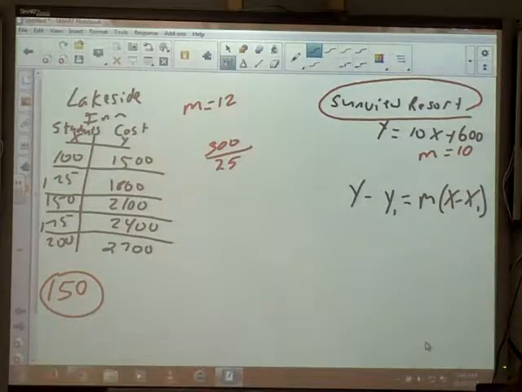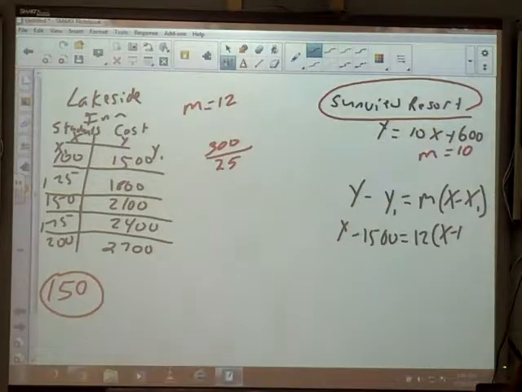The m we already know. We're going to put a 12 in its spot. The y is going to stay a y. The x is going to stay an x. I just get to pick my favorite point over here and plug it in for the y1 and the x1. I always use the smallest one, so I'm going to plug 100 in for x1 and 1500 in for y1. So I'm going to say y minus 1500 is equal to 12 times x minus 100.